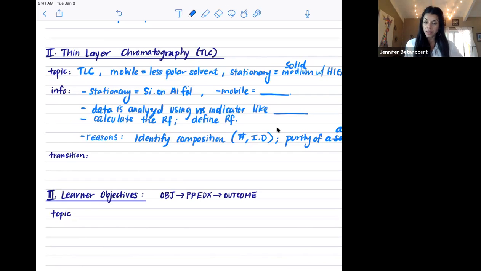The transition sentence. So getting from thin layer chromatography to how we're going to start talking about learner objectives.